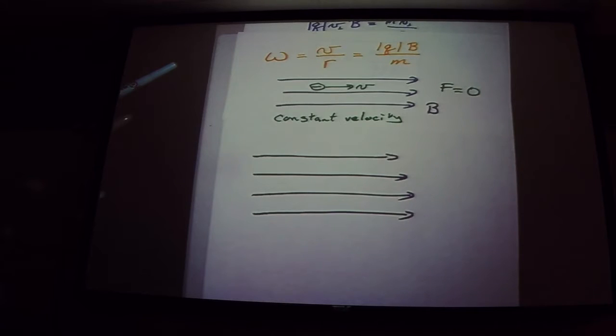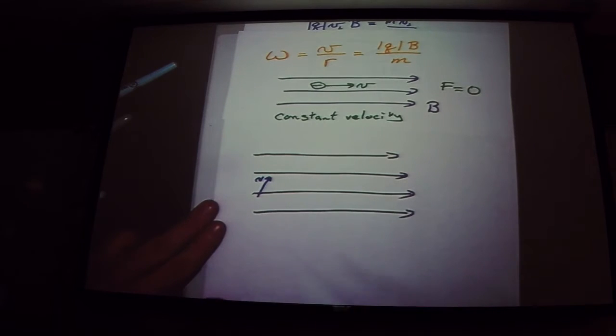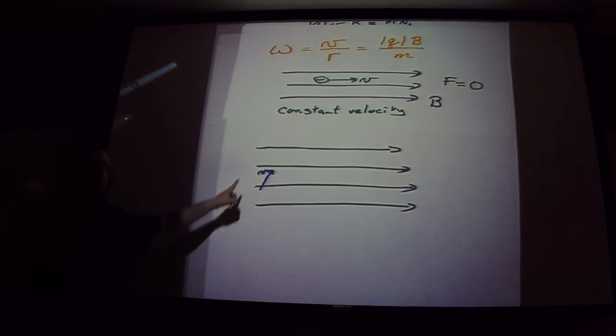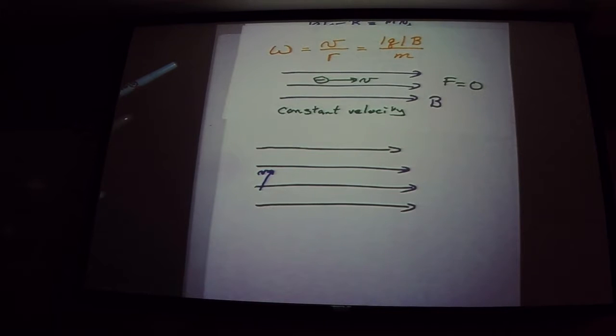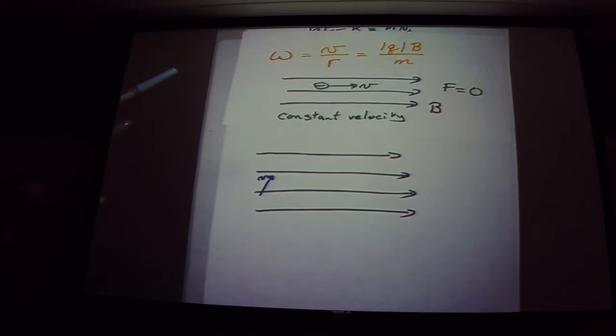Now, we can look at something like this. I've got a magnetic field, and I've got some velocity at a skewed angle to the magnetic field. So in the perpendicular, what kind of motion do you get? A circle. Okay? In the parallel, what kind of motion do you get? Constant velocity.